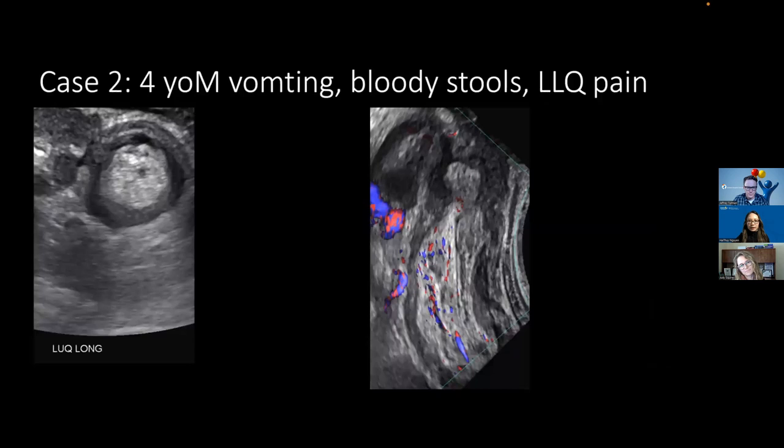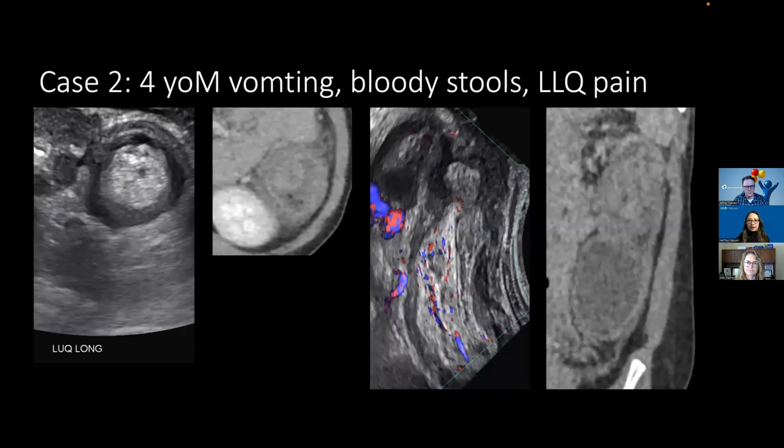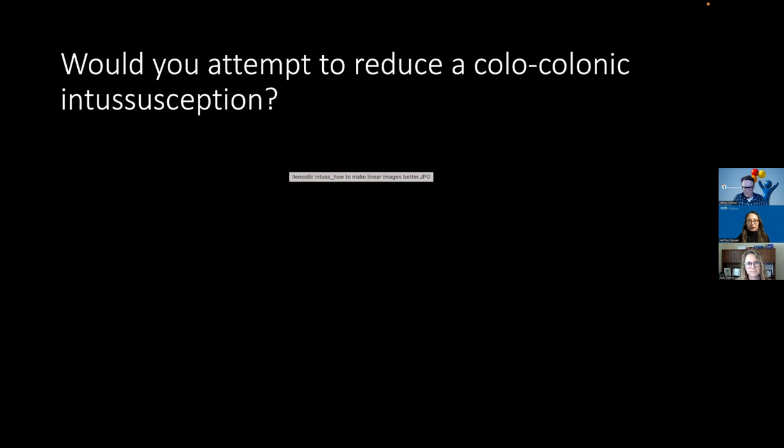And then similarly, this is left upper quadrant, also another atypical case where it's definitely not your typical ileocolic intussusception, and it turned out to be a colocolonic intussusception. Once again, there looks to be something echogenic within it, possibly a polyp or a lead point. And of course, if it's for sure colocolonic, would you still reduce it?